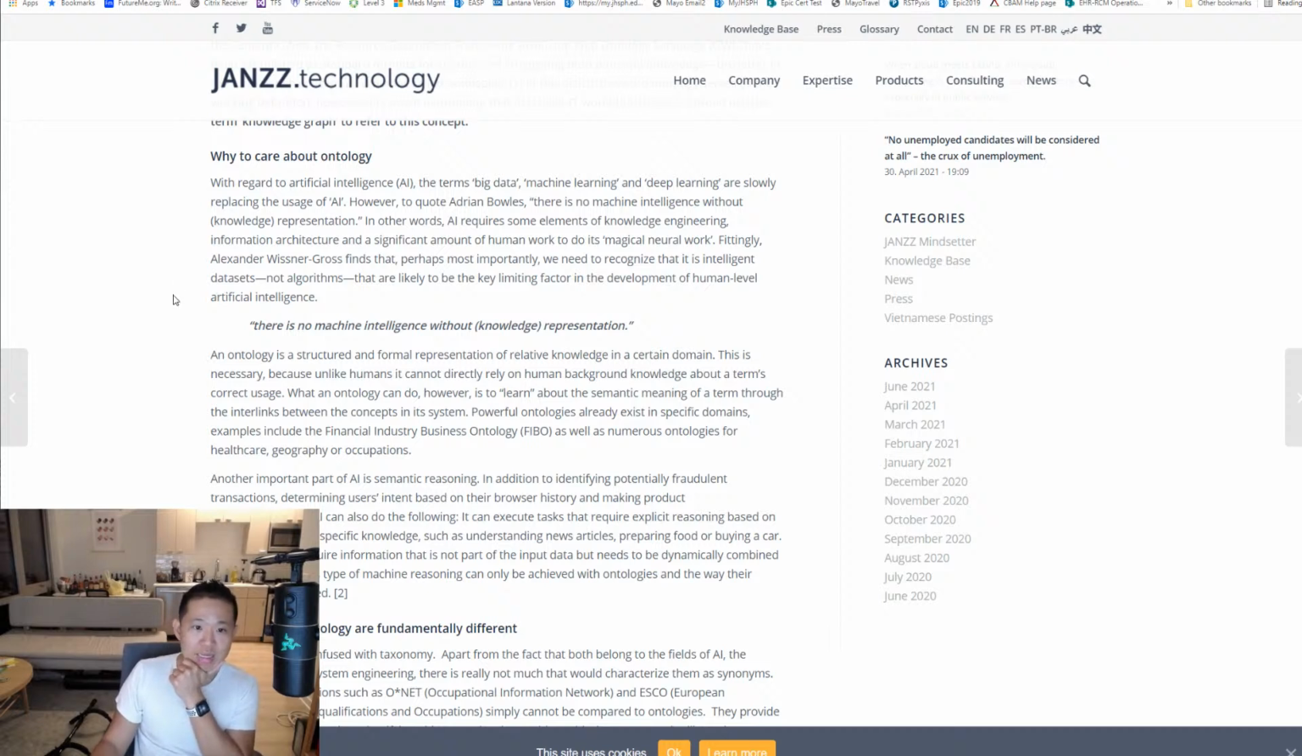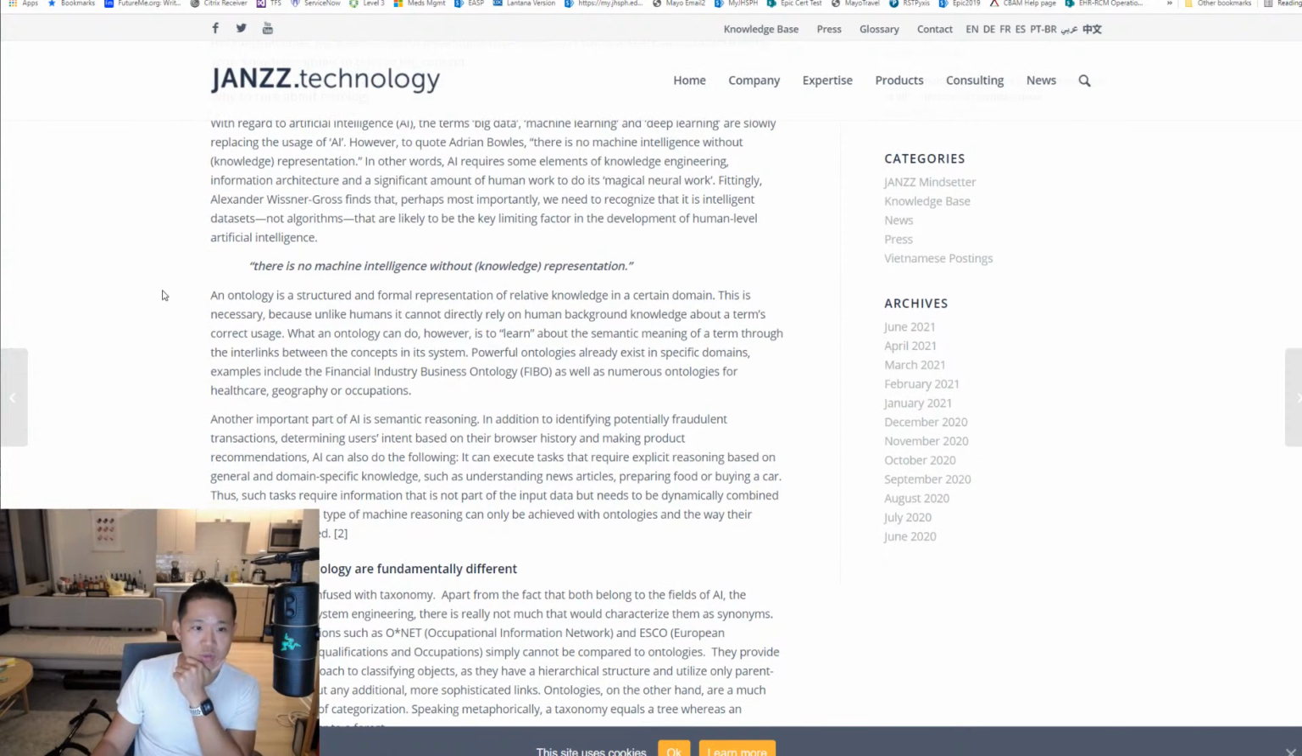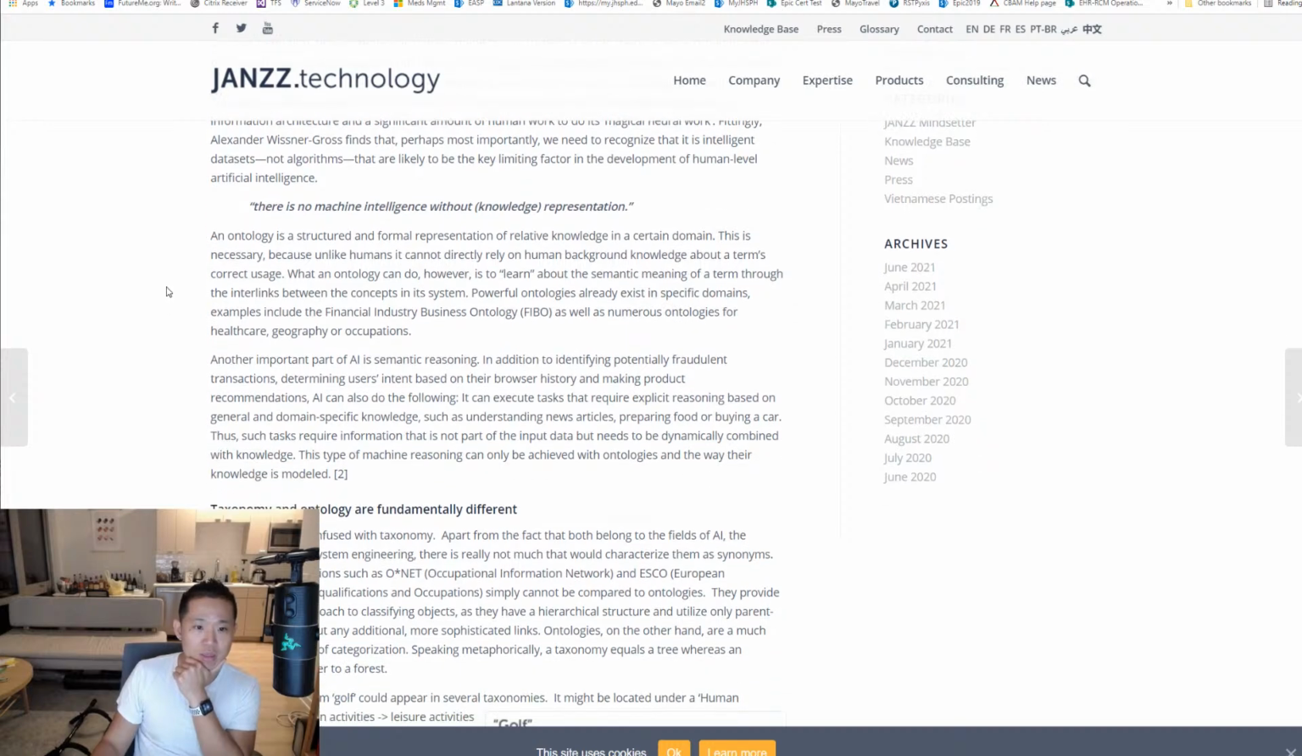In other words, AI requires some elements of knowledge engineering, information architecture, and a significant amount of human work to do its magical neural network. Fittingly, Alexander Wissner-Gross finds that perhaps most importantly, we need to recognize that it is intelligent data sets, not algorithms, that are likely to be the key limiting factor in the development of human-level artificial intelligence. An ontology is a structured and formal representation of relevant knowledge in a certain domain.